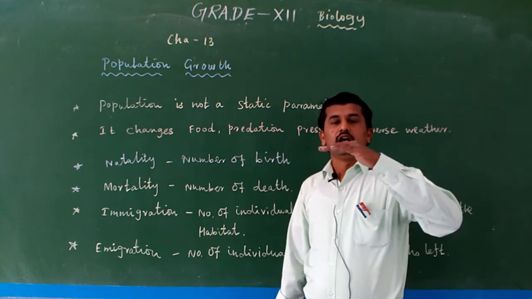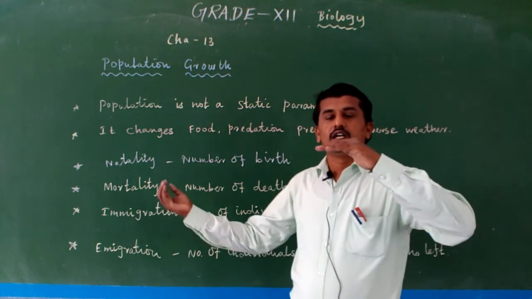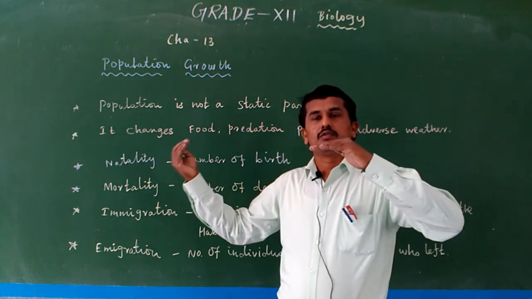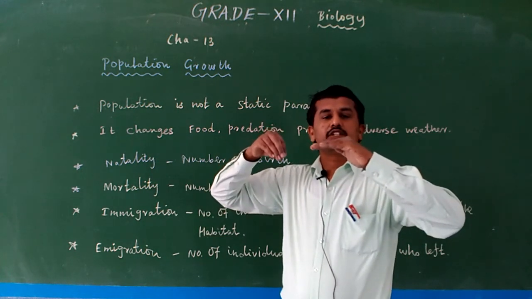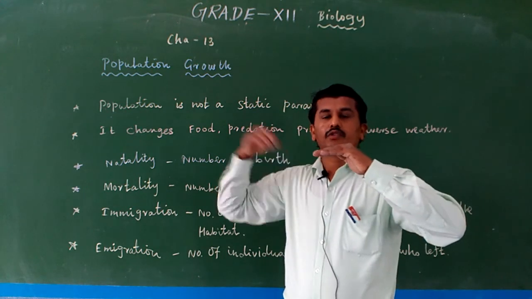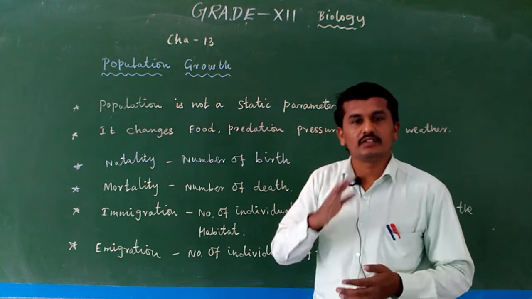For example, the population in Namakkal is 100, and 10 people immigrate from the US. So now the population is 110. So due to immigration also, the population size will increase.